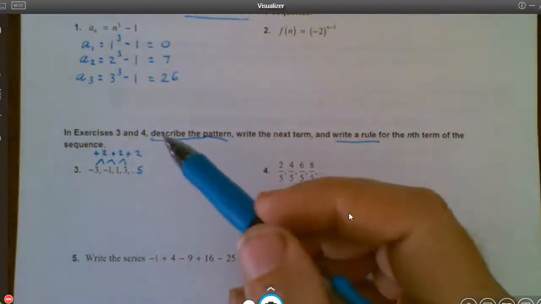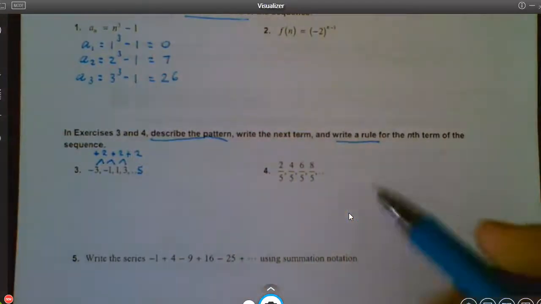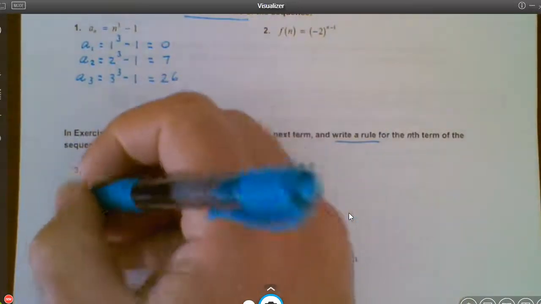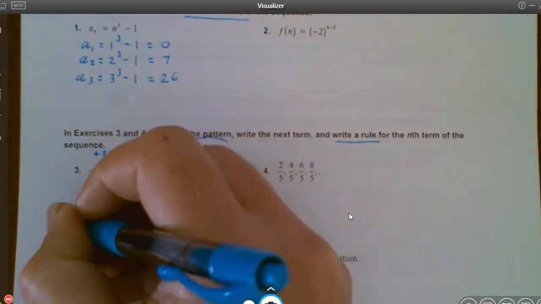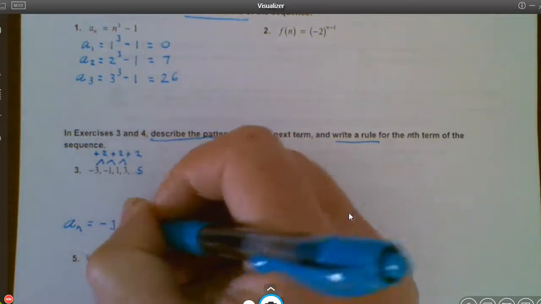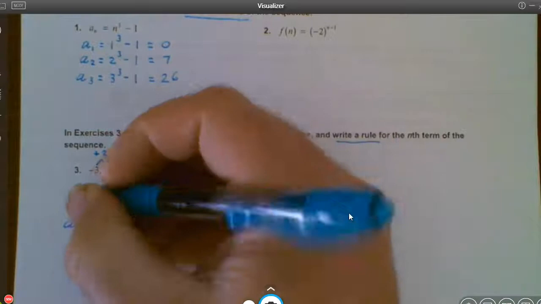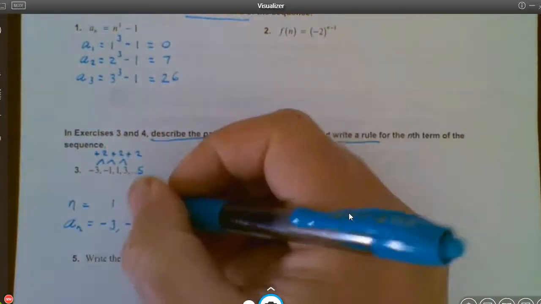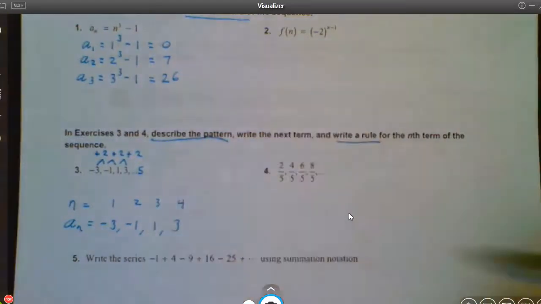So I'm using my description in order to get the next term. The rule is the tricky guy. So I'm going to rewrite this to give myself a little more space. My values are -3, -1, 1, 3. Remember that the first one represents your first term, this is your second term, third term, and this is your fourth term.